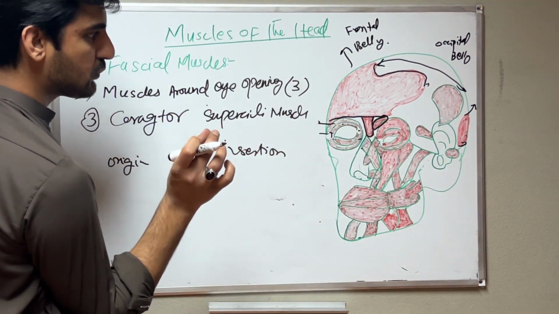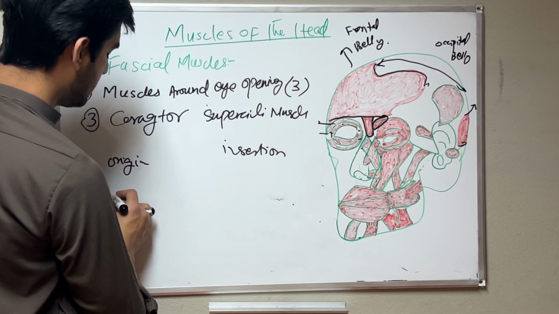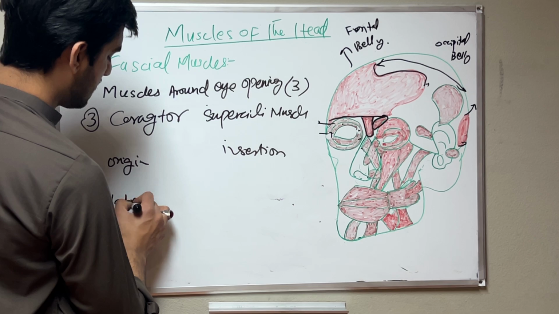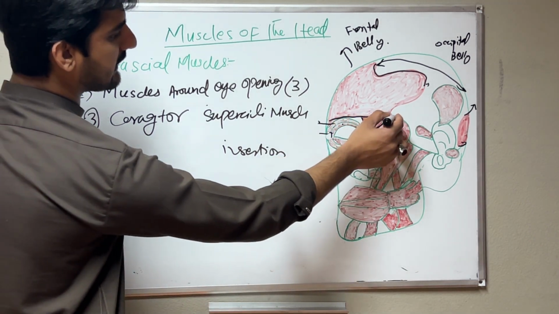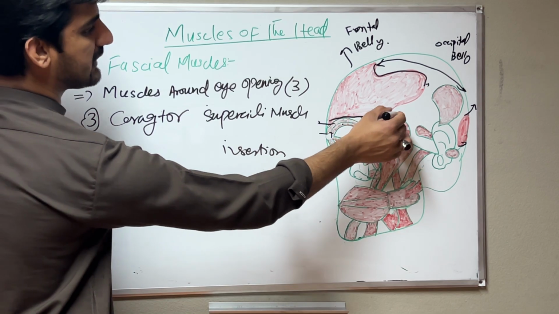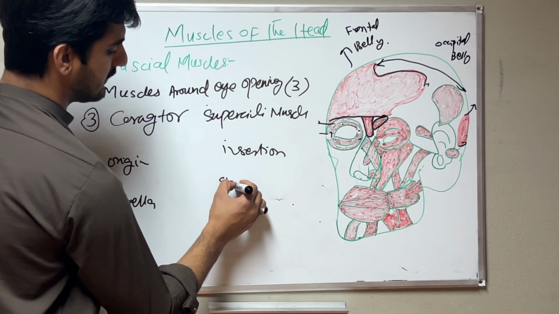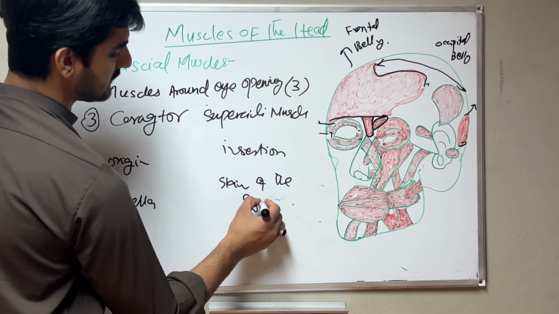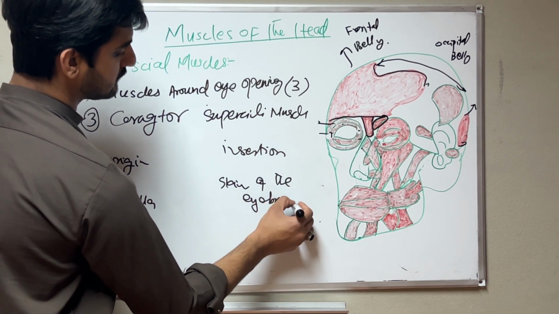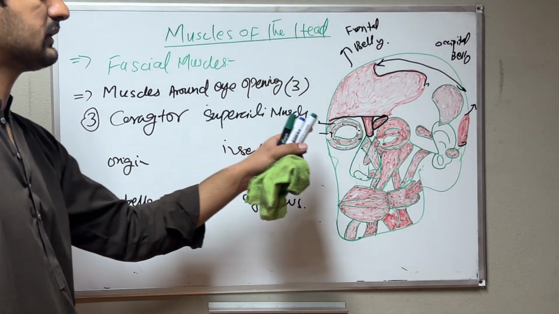If you remember, between the two eyebrows we have the glabella. It originates from the glabella, and inserts where? Here. If you remember, what skin do we have here? The skin of the eyebrows. Okay, very simple.